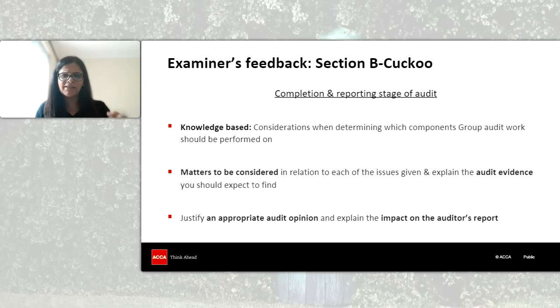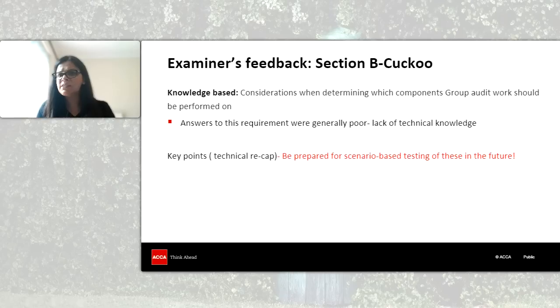The last two parts are very similar to what has already been tested, so there was nothing new in terms of your answering technique. Like I said earlier, the auditing standard on group audits changed a few years ago, and therefore in the upcoming attempts, you need to be slightly alert to applying this now. It has been tested at knowledge-based level. I don't think they'll ask you to do that again.